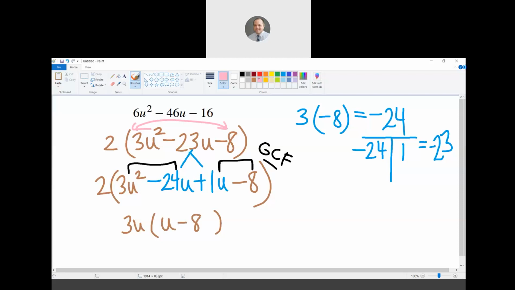Now, we don't need to change the sign of our last term because it's negative, which matches the sign in our parentheses. By default, if there's nothing else you can pull out as far as a GCF goes, all your terms are at least divisible by 1. So we'll take out a plus 1, which really doesn't change anything. That's still u minus 8.